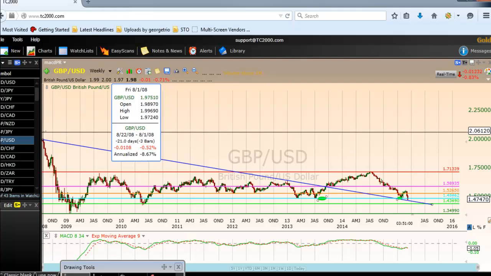Here it is, the high of August 2008. If your broker allows you to see all this data, that's beautiful. Otherwise, you have to use TC2000.